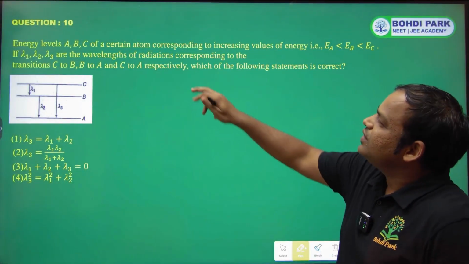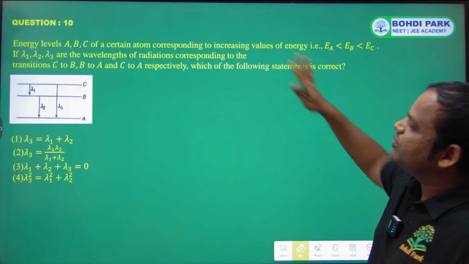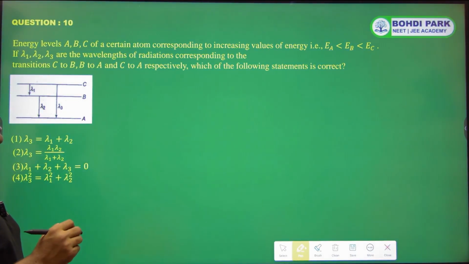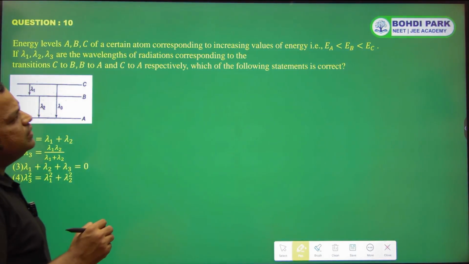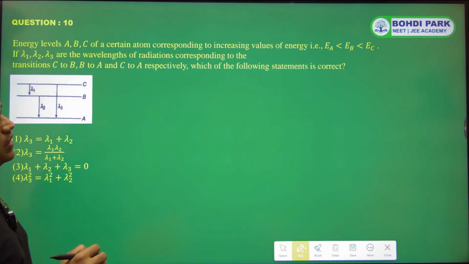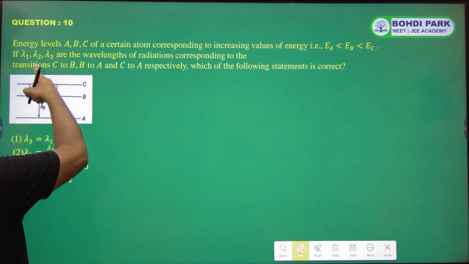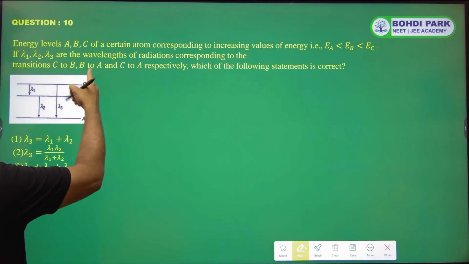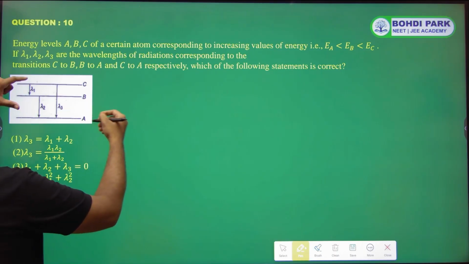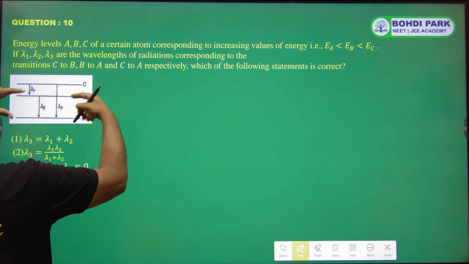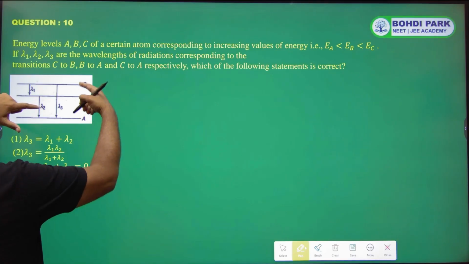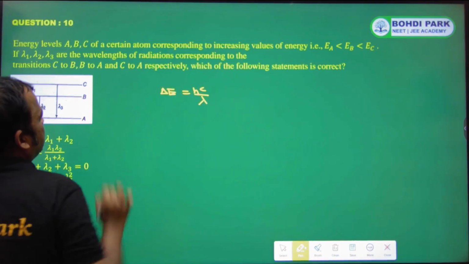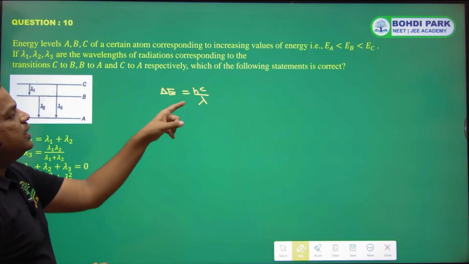Now next question number 10. Energy levels A, B, C of a certain atom correspond to increasing values of energy. So EA less than EB less than EC. Lambda 1, lambda 2, lambda 3 are the wavelengths of radiation for C to B, B to A and C to A. So C to B is lambda 1, B to A is lambda 2 and C to A is lambda 3. So we have delta E is equal to hc by lambda. So when energy is more, lambda is less.